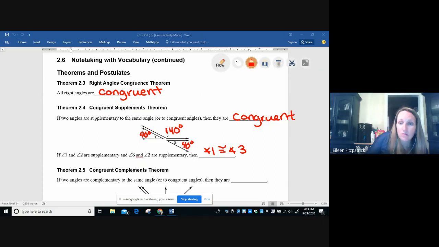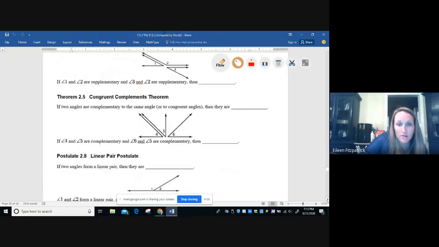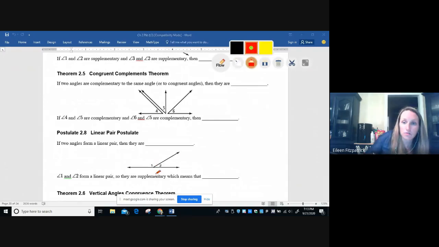And then there's a similar theorem. It's called the congruent complements theorem. If two angles are complementary to the same angle or two congruent angles, then they are congruent.